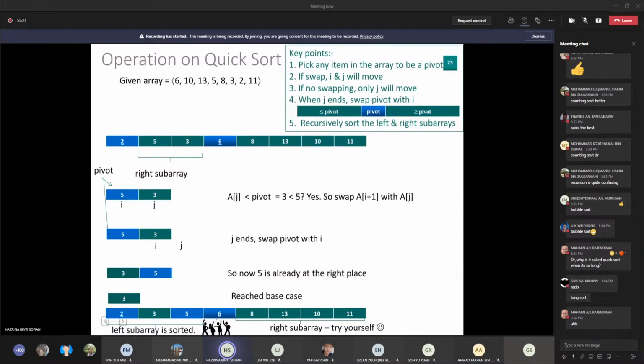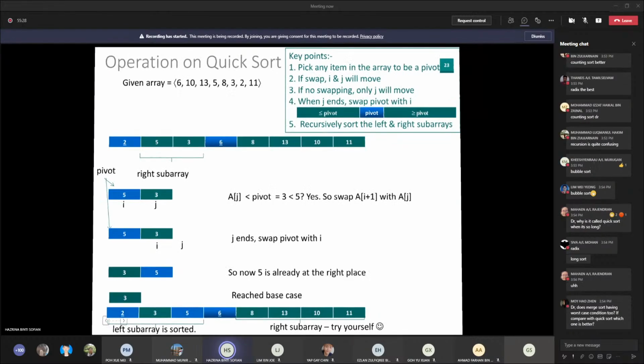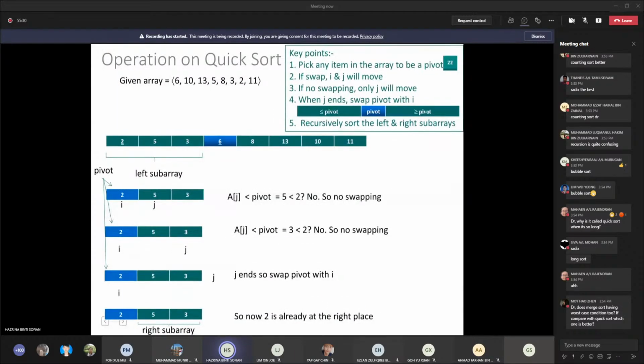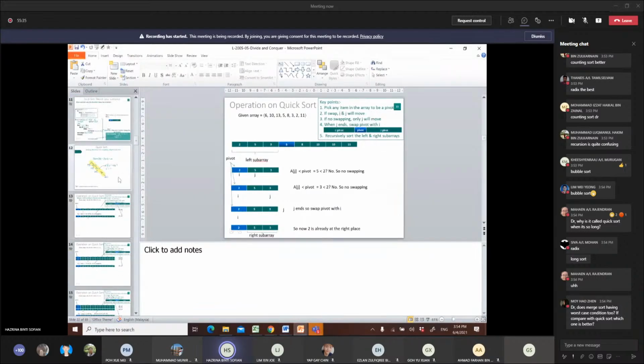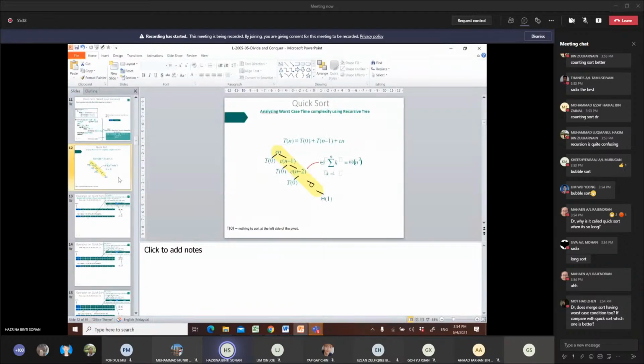I'm not so sure why they call it quick. I see the time complexity. What was it? Because just now we did, worst case scenario is n square. So I think counting sort was better, right? Does merge sort have a worst case condition too? If you compare with quick sort, which one is better?